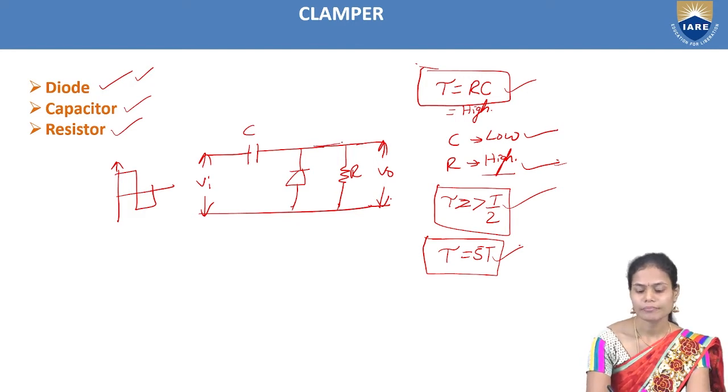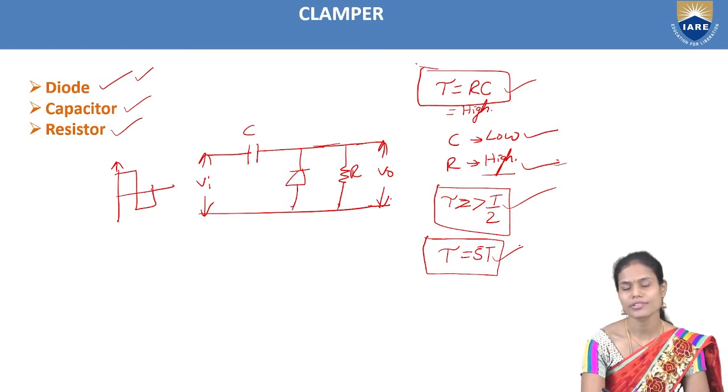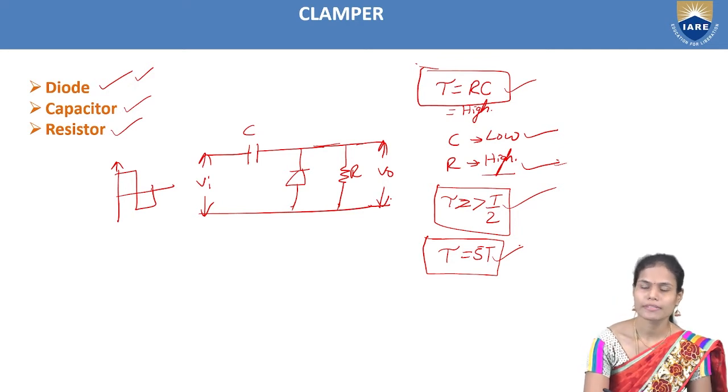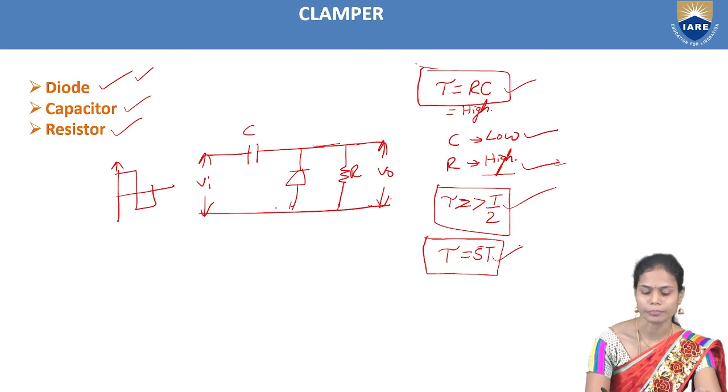And the variation of the time constant, or tau, depends upon the input signal we are providing for the clamper circuit, and the status of the diode here. So the capacitor charging and discharging time depends upon the applied input waveform as well as the status of the diode. So we should maintain the tau value as very high.